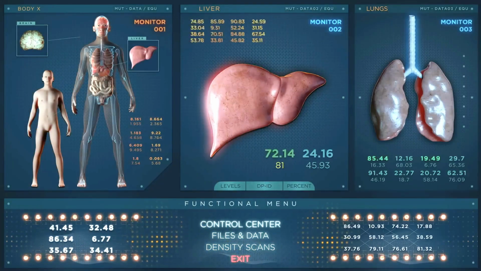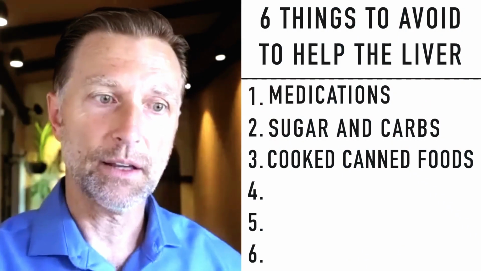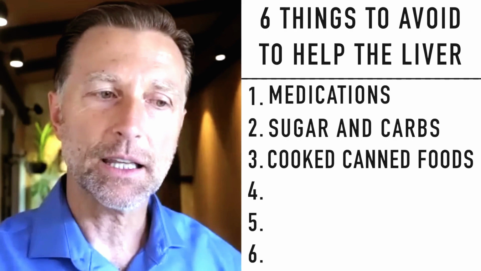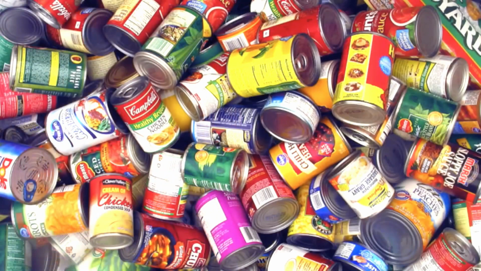All right, number three, the worse off your liver is, the less you need to consume cooked foods. So if you're eating all these cooked foods, you're basically killing off the enzymes that the liver needs to help with digestion. Foods that can sit on the shelf for a long time are really hard on the liver.